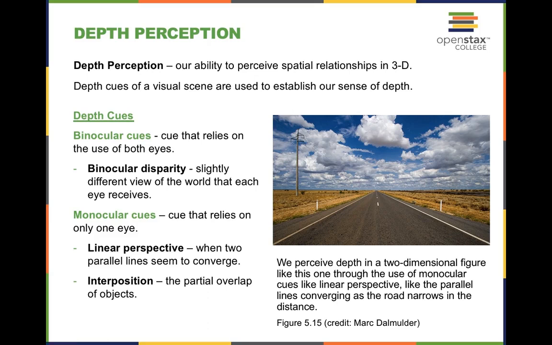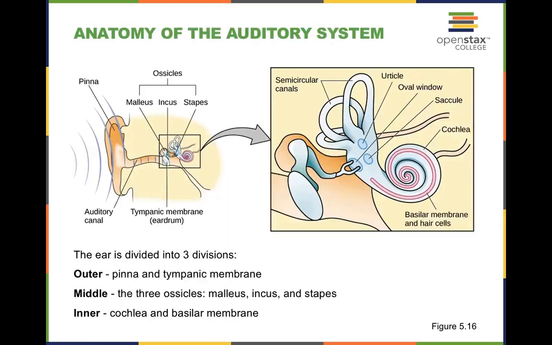Okay. Moving forward, we've got hearing. How do we experience hearing? Let's look at the anatomy and physiology of this. So your ear is divided into three divisions: your outer, middle, and inner ear. Your outer ear includes the pinna as well as the tympanic membrane. Okay. So you can look here that you've got your outer ear and things like that.